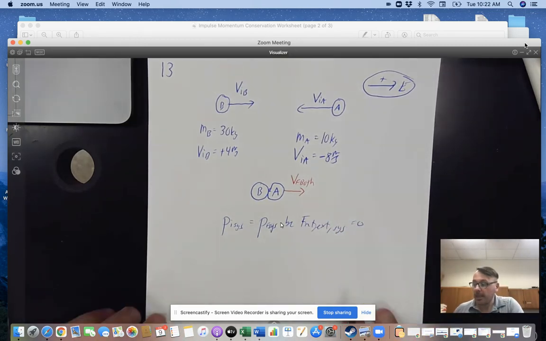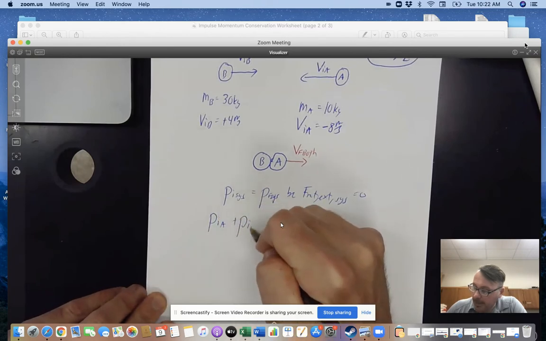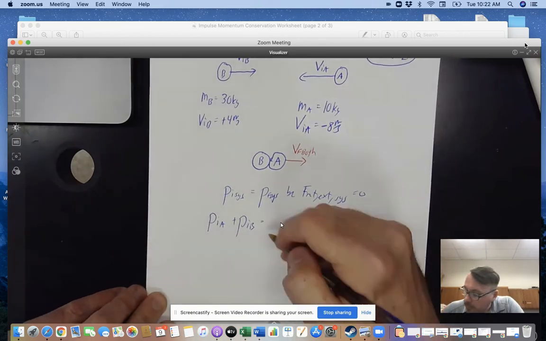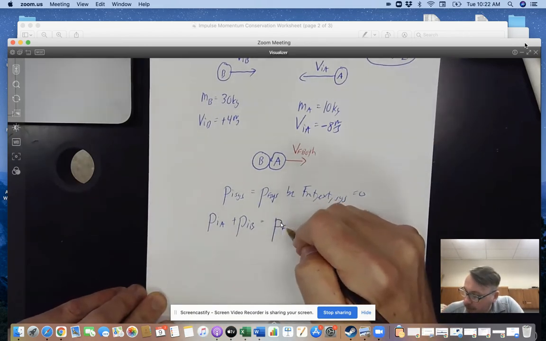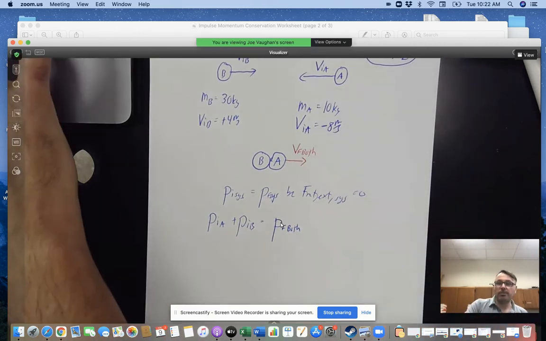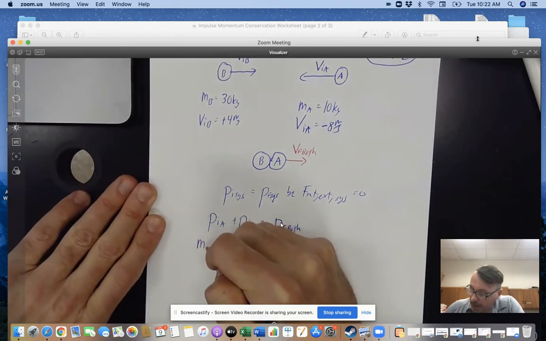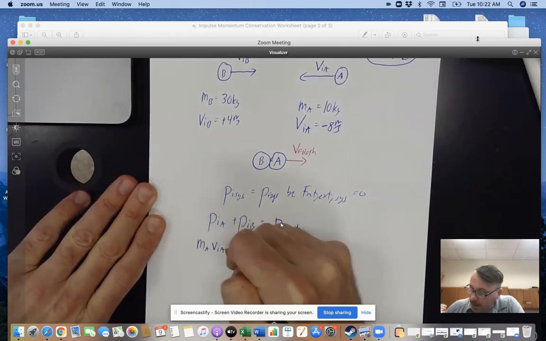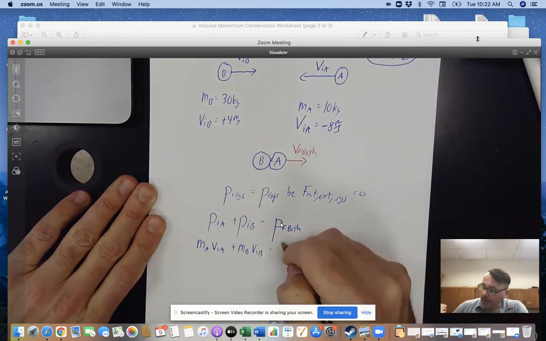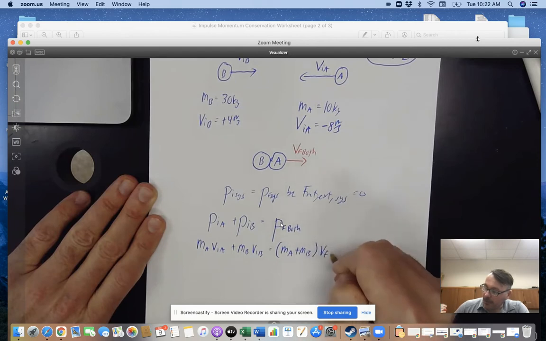Start with our premise. Now here I'm going to go PIA plus PIB. I'm dropping the vector signs once again because it's just annoying to write. And I'm just going to make this PF of both final. I'm not going to have separate terms for them final since they go off together. So what does that mean? So this is mass of A, initial velocity of A, mass of B, initial velocity of B is equal to, well, that's going to be the combined mass of MA plus MB and VF of both.